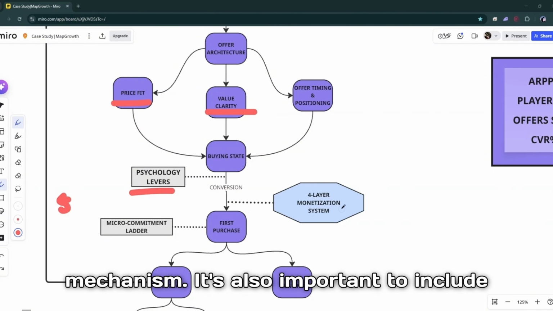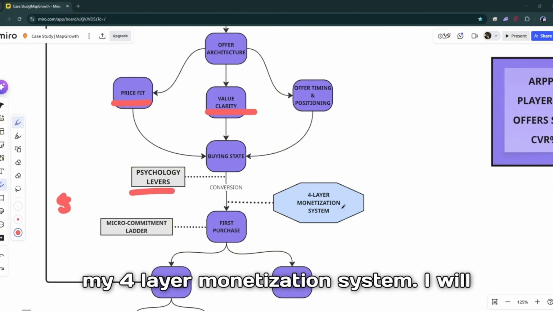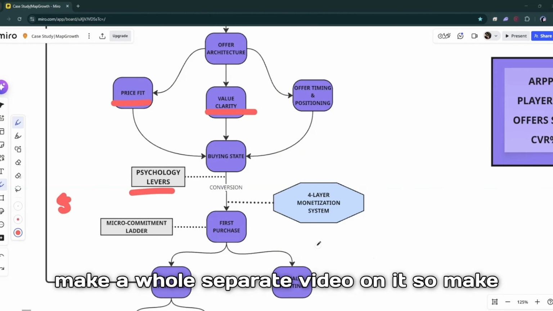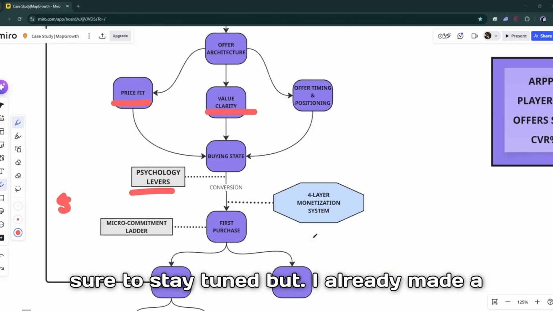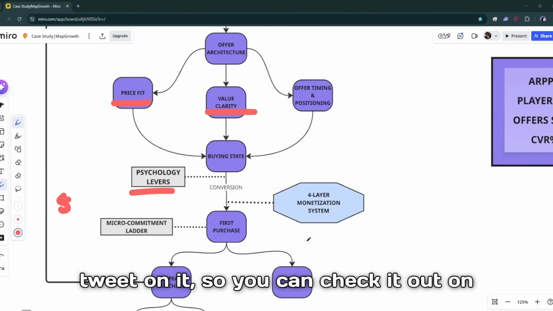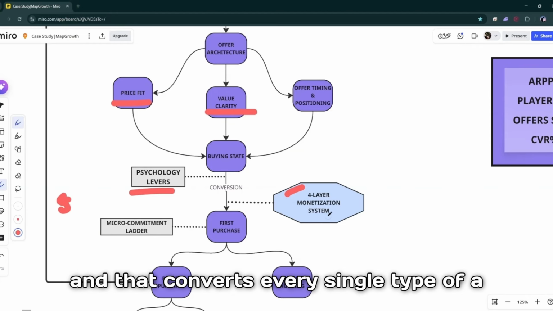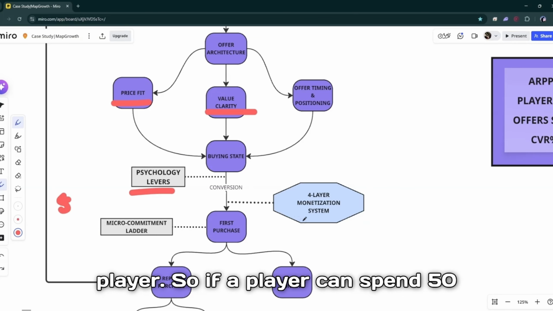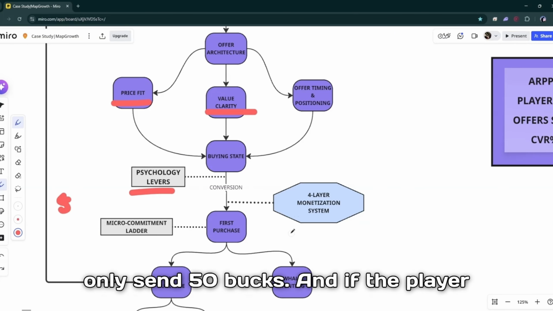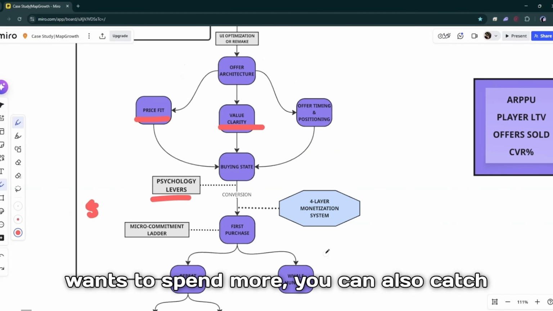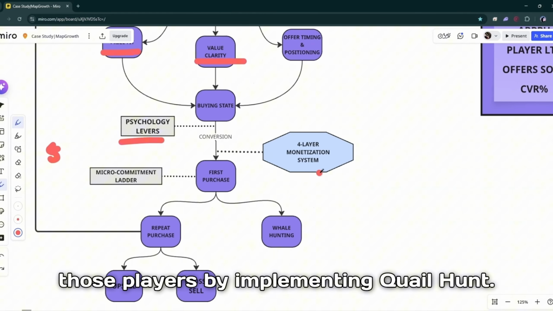In the monetize mechanism, it's also important to include my 4-layer monetization system. I will make a whole separate video on it, so make sure to stay tuned. But I already made a video on it, so you can check it out on my Twitter. It's basically a system that converts every single type of player. So if a player can only spend 50 V-Bucks, it converts that player. And if the player wants to spend more, you can also catch those players by implementing whale hunting.